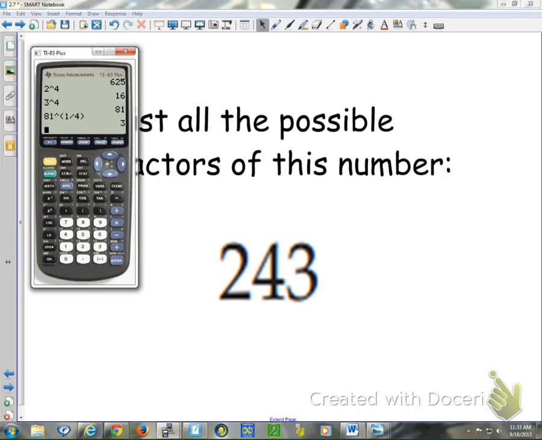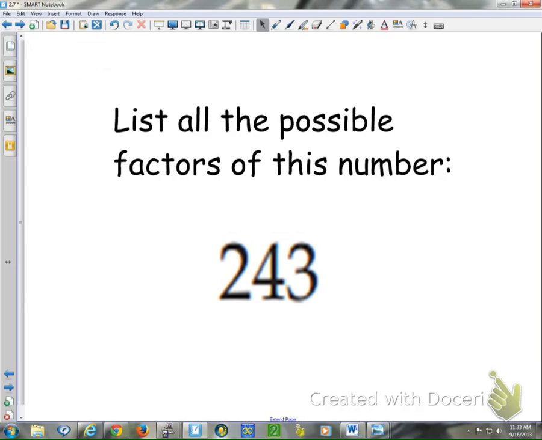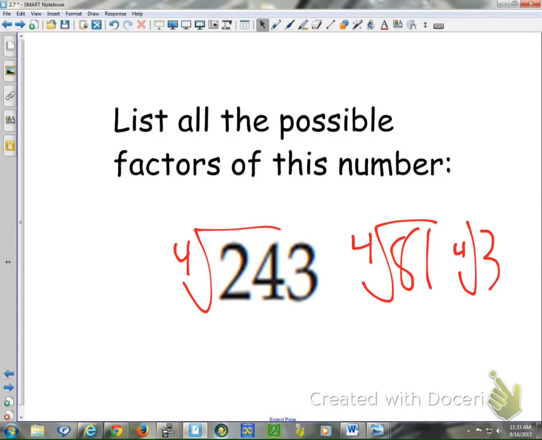So, we factored this down into 81 and 3. We were looking for the fourth root. And the fourth root of 81 was 3. So this became 3 times the fourth root of 3. And that's where that 3 came from? This one right here? Yeah. Because that is the fourth root of 81.